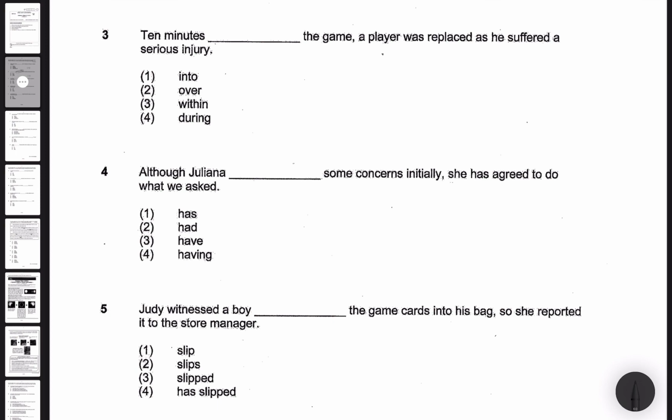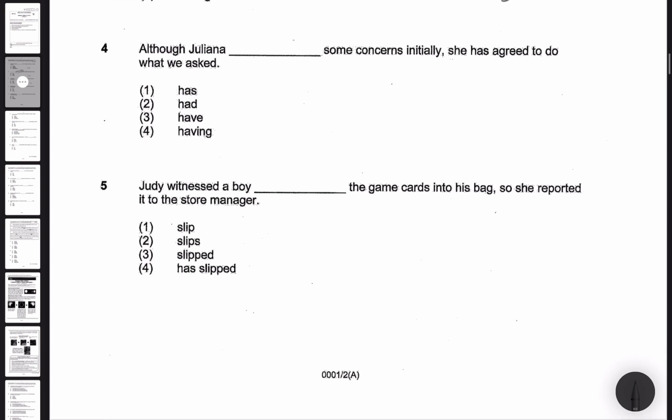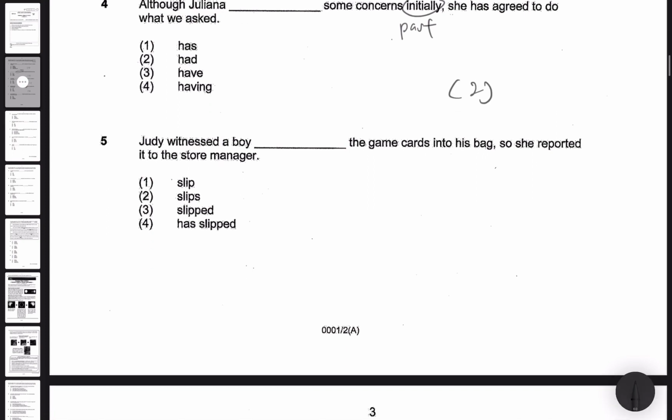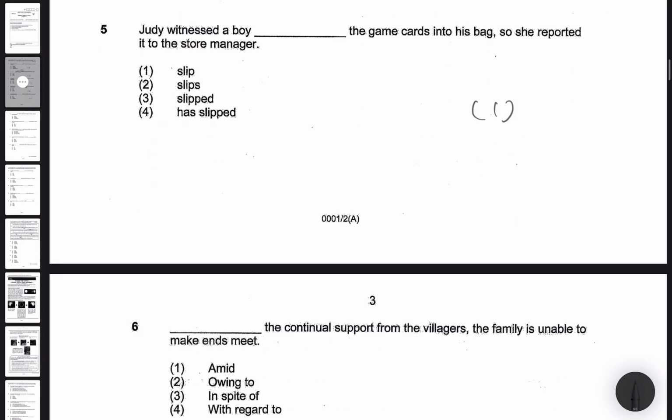Question 3, 10 minutes into the game. No other way around it, 10 minutes into the game, okay? Although Juliana had some concerns initially. Initially means what? So this was in the past, right? Does she still have concerns now? No. So in the past, she had some concerns. Number 2, Judy witnessed a boy, the game cuts into his bag. Slip. Easy. This one, easy.